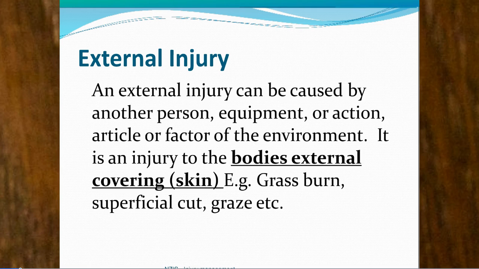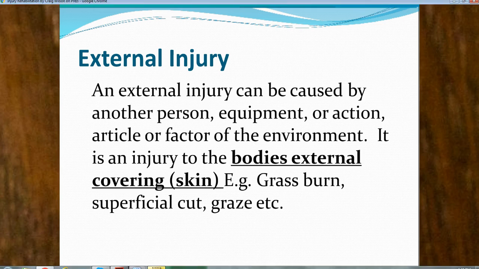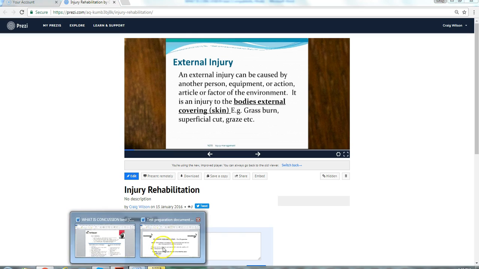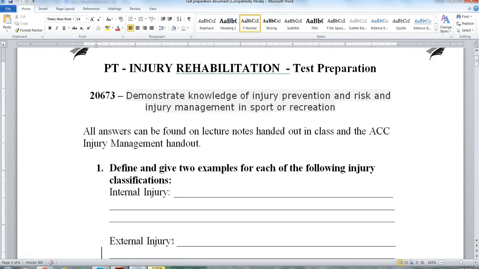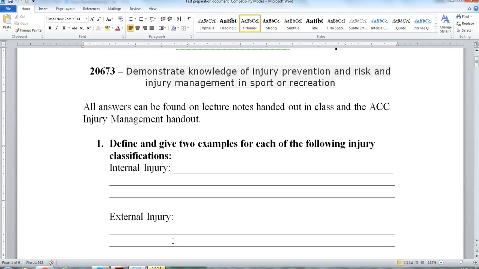So a good point to pause the video at this stage, whip out the mock question sheet here, the injury prep sheet, and you'll see there question 1, the finding of 2 examples for each of the following injury classifications. So again, internal injury is an injury to a body structure underneath the skin, with a couple of examples, and an external injury being an injury to the skin surface, effectively all the body coverings.